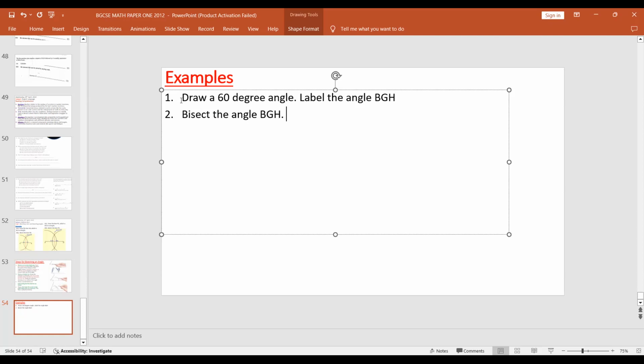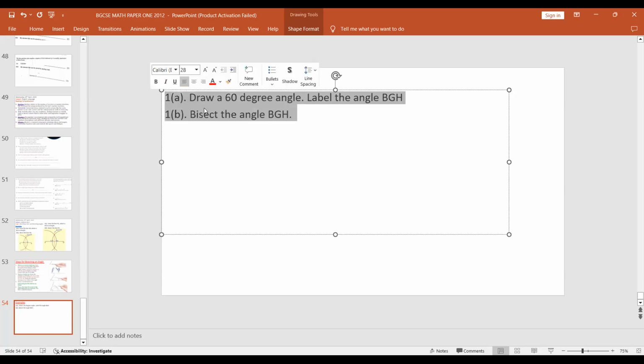Now let me ask the question. If we are bisecting a 60-degree angle, right, what should each half be if we're bisecting a 60-degree angle? What should each half be? 30. 30 degrees, very good. Again, if we're bisecting a 60-degree angle, each half should be 30 degrees. And so we want to make sure that we do that.